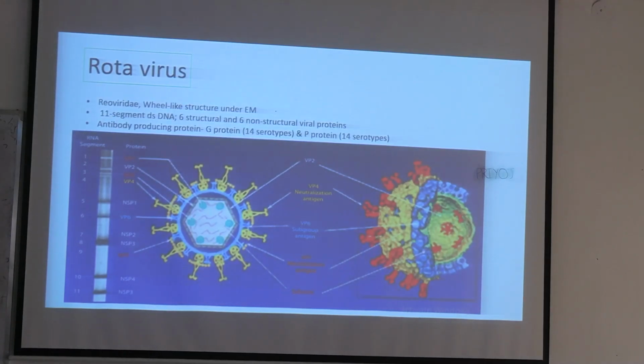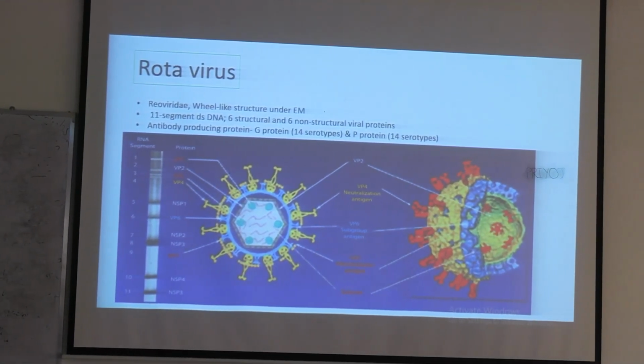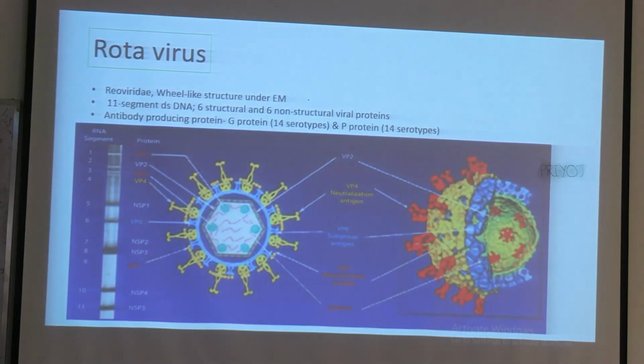The name rota comes from because under electron microscope it looks like a wheel. Okay, that's why the name rota. It has 11 segment double stranded DNA which encodes for 6 structural and 6 non-structural viral proteins, and those are surface proteins. Okay, the surface proteins are 2 types. One is G protein and another is P protein.